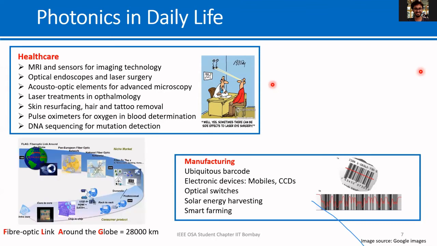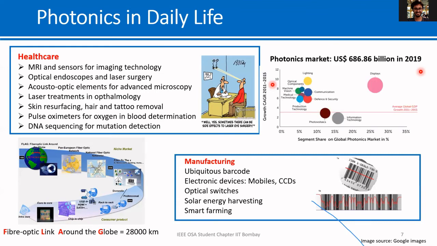We know that optical fibers are responsible for intercontinental internet access, and the fiber optic length across the globe reaches 28,000 kilometers, which is a huge contribution of photonics. And the photonics market in 2019 amounted to around 700 billion US dollars. As we can see, optical components and medical components, lighting and communication have played a significant role and have seen growths of over 5%. And this growth is set to increase by more than 5 to 10% in the coming years.